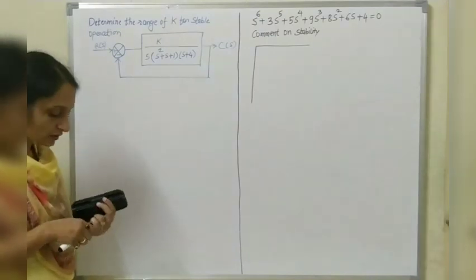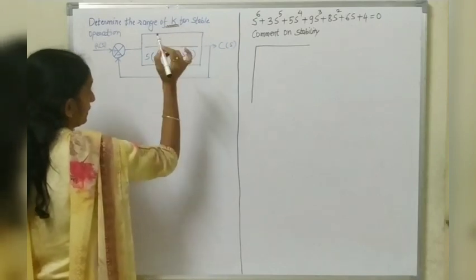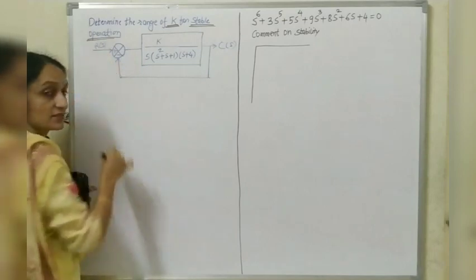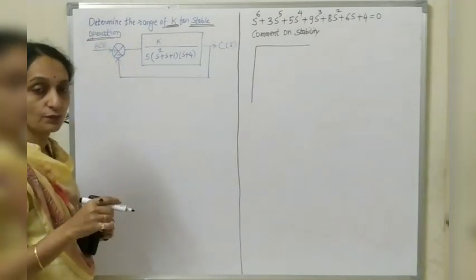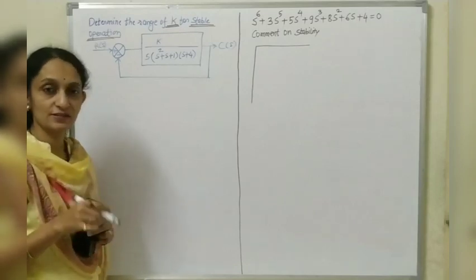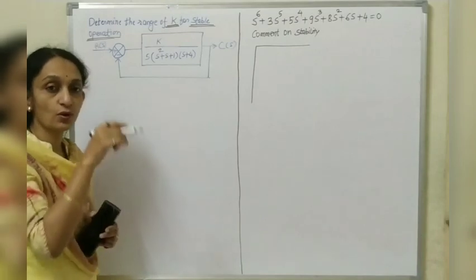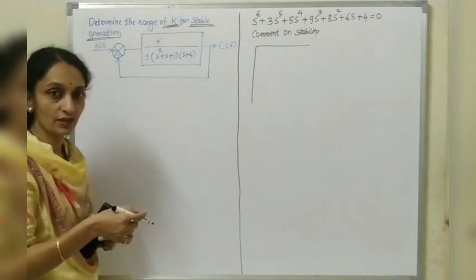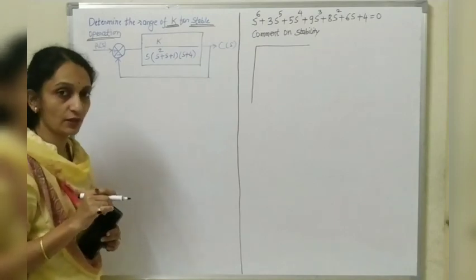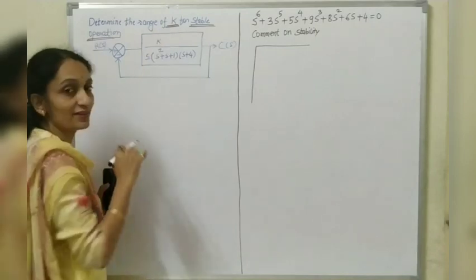Okay, see here what is given. You need to find the range of k for stable operation. Here it is given that the system is stable. Please revise the concept. When we say that the system is stable, the first column in the Routh array should be positive. Then only we can say that the system is stable. So it is given that it is stable and you need to find the range of k.